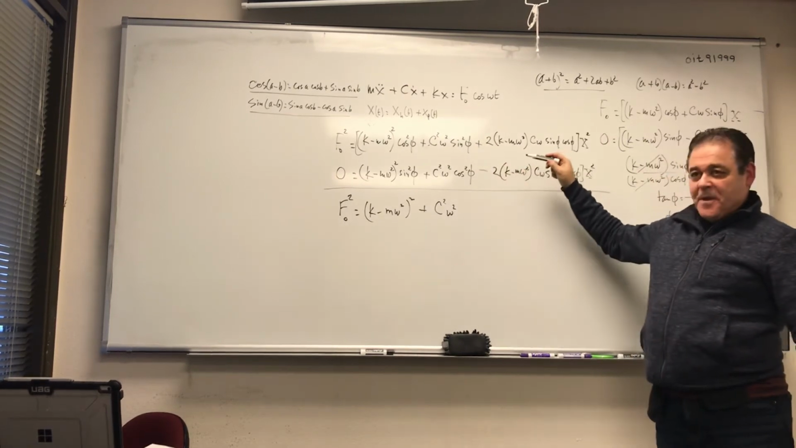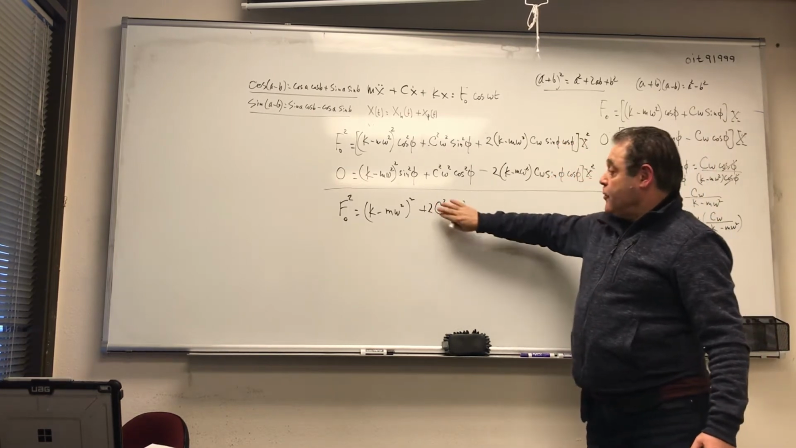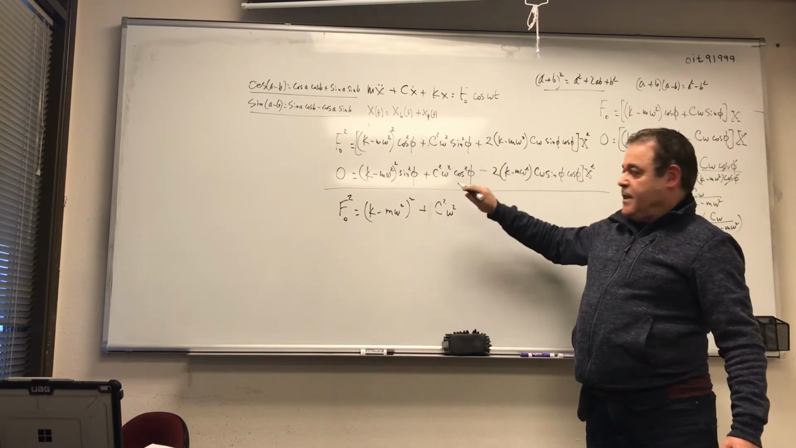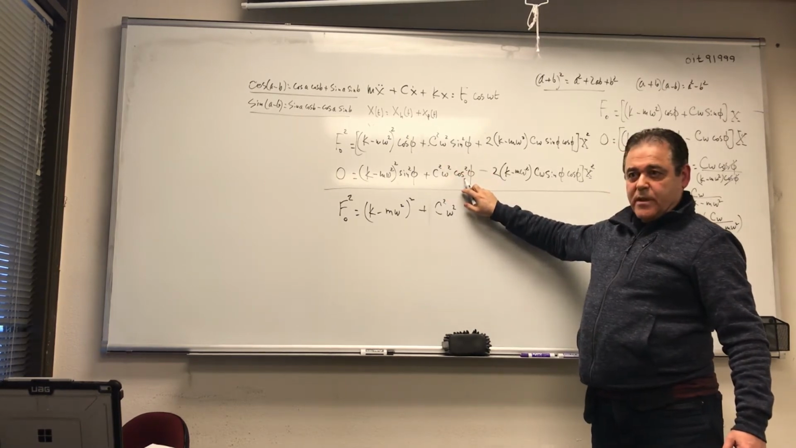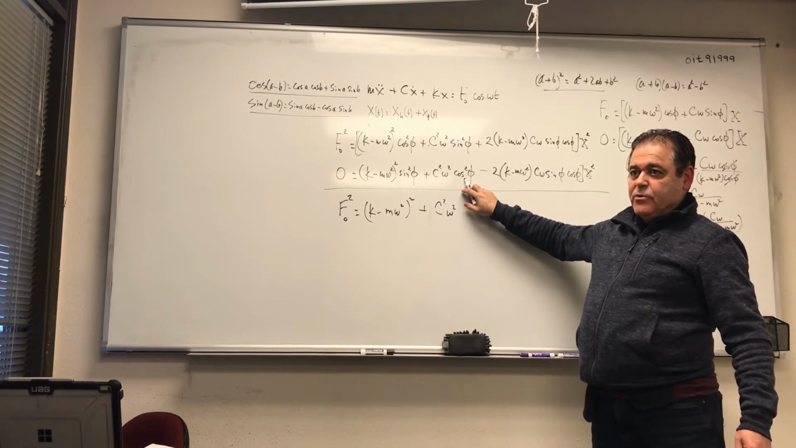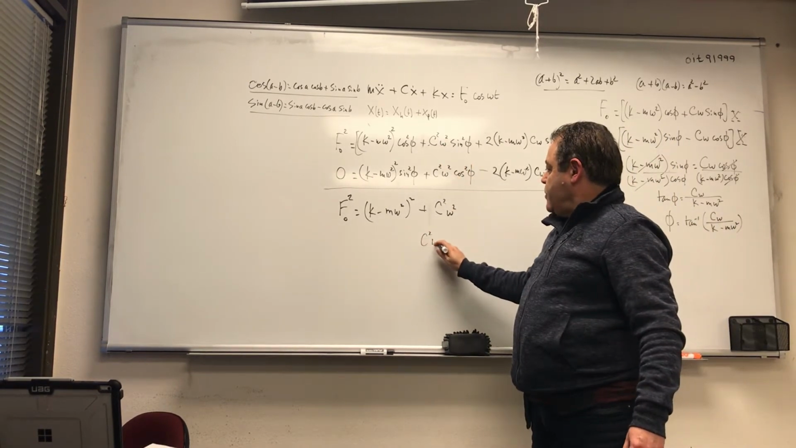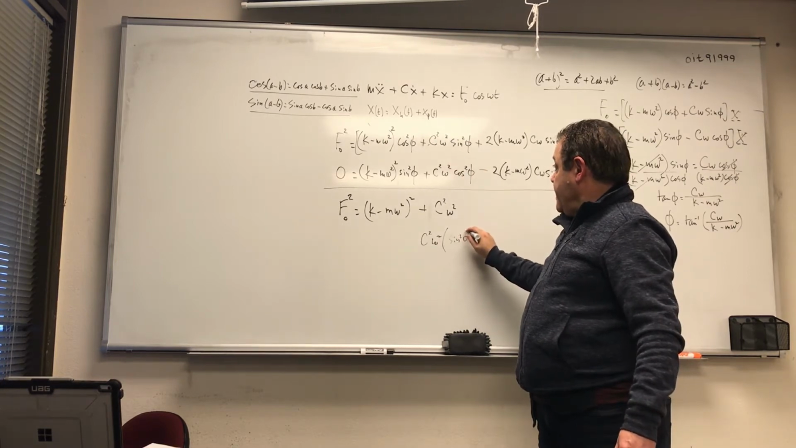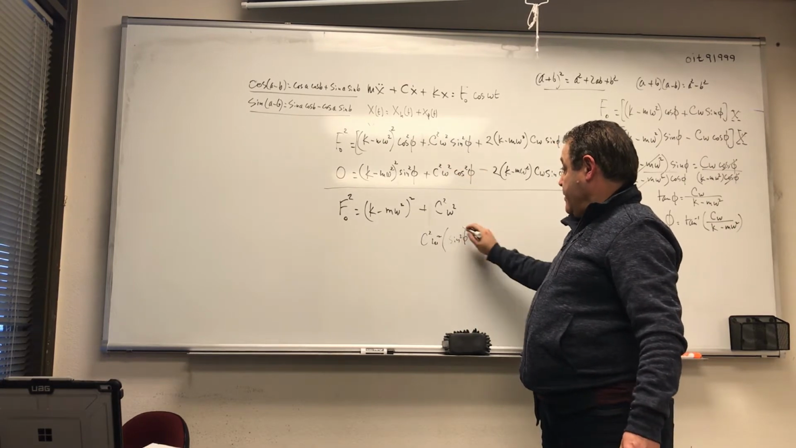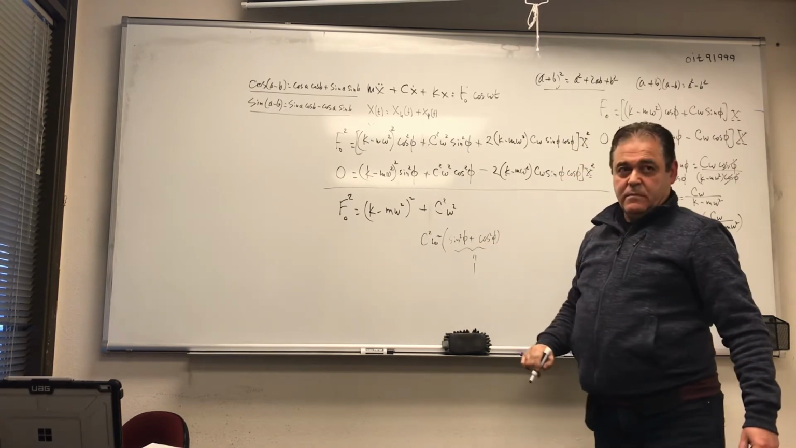Wouldn't it be two c²ω²? No, it's not 2. Why? You factor out c²ω² and get sin²φ plus cos²φ, which should be just 1. Why would it be 2? Let me put it the long way: it's c²ω² sin²φ plus c²ω² cos²φ, and if I factor it, this is 1. Okay, got it.